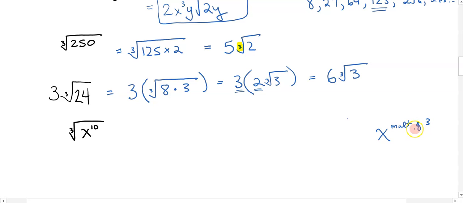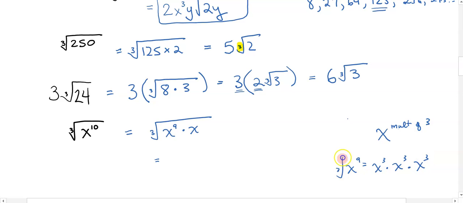And it has to be the exponent. So the largest perfect cube that goes into x to the 10 is x to the 9. So I can break it into x to the 9 multiplied by x to the power of 1. The cubed root of x to the 9, if I break x to the 9 into 3 equal groups, would be x cubed times x cubed times x cubed. So the cubed root of that is one of those 3 equal factors. So the cubed root of x to the 9 is x cubed. And I cannot take the cubed root of x, so I have to write the cubed root of x.